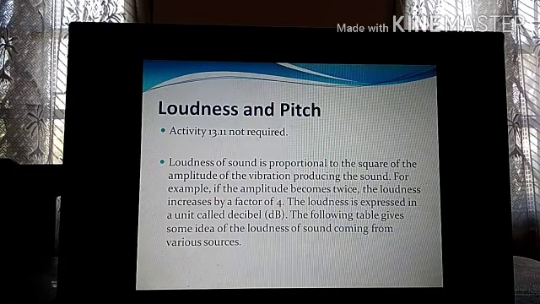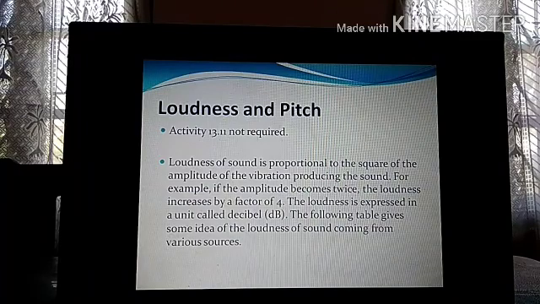Loudness is expressed by a unit called decibel. Like I told you, time is expressed in seconds, or hours or minutes. Frequency is expressed in hertz. Similarly, loudness is expressed in decibel. You have a table in your textbook also that you can go through, that I'll show you.